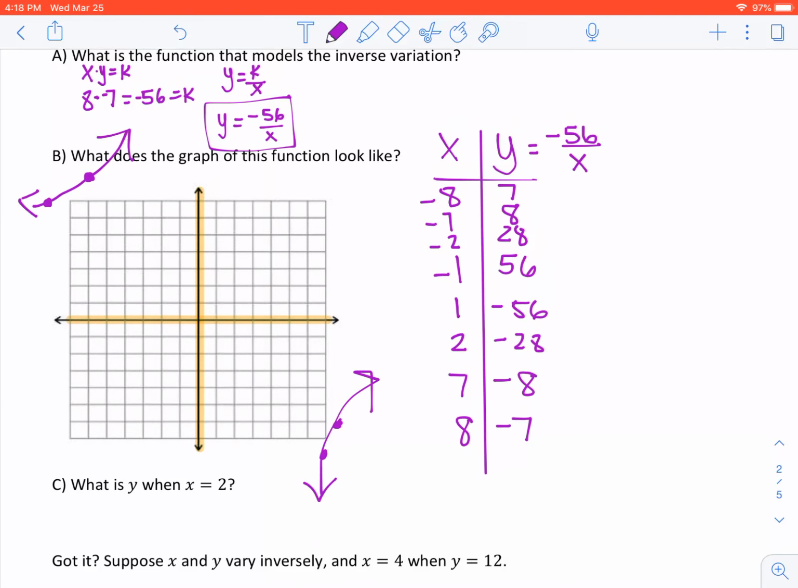Negative 56 was a really big number. Sometimes we have to deal with those, okay? But when we look at the next problem, you'll see the numbers aren't that big.